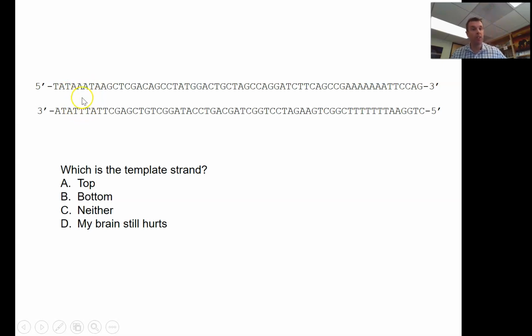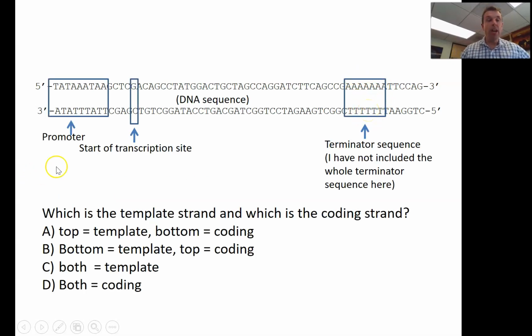So I know this side has the promoter on the left. And then for the terminator, we're looking for that long sequence of A's or T's. It's not a TATA box, so they're not usually intermixed. It's just a long sequence. So over here would be our terminator sequence. With that in mind, I now know that this gene is being transcribed from left to right.